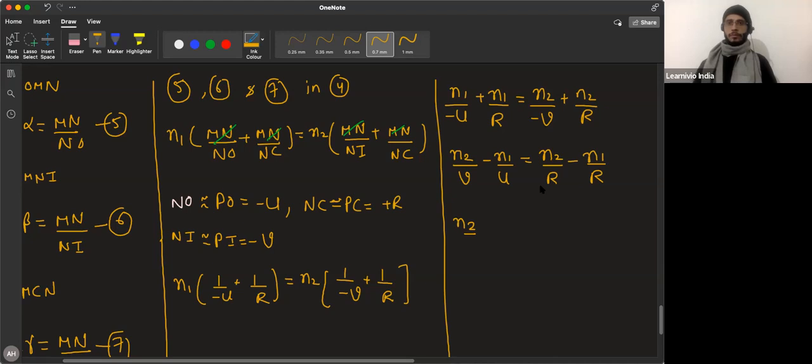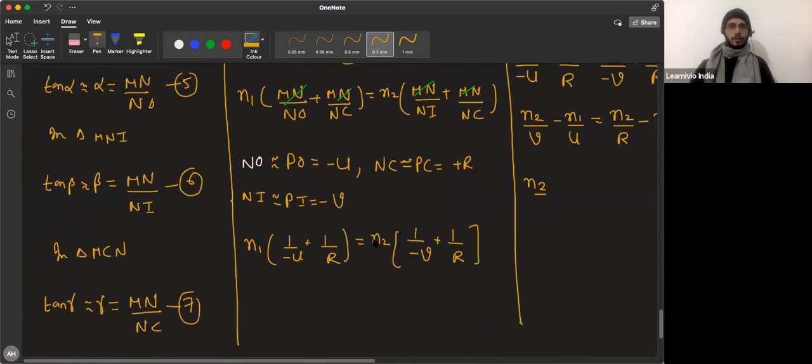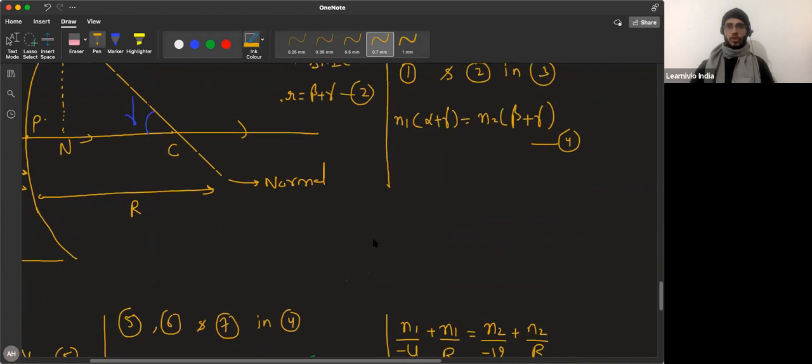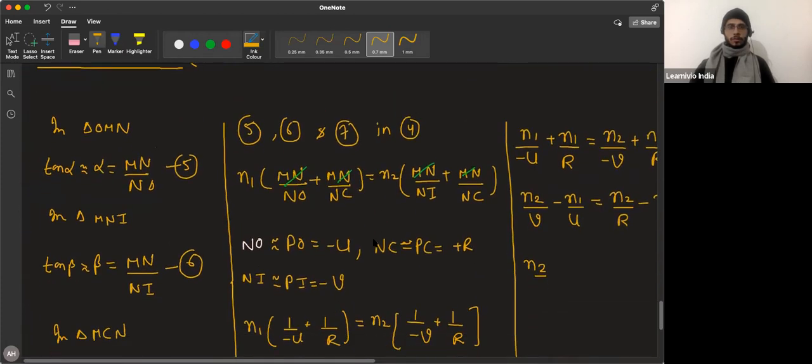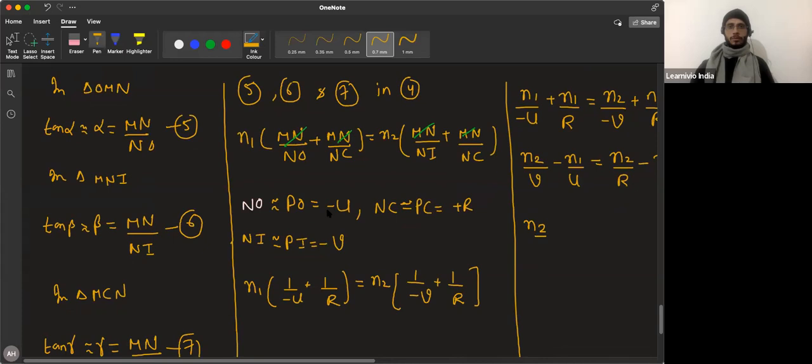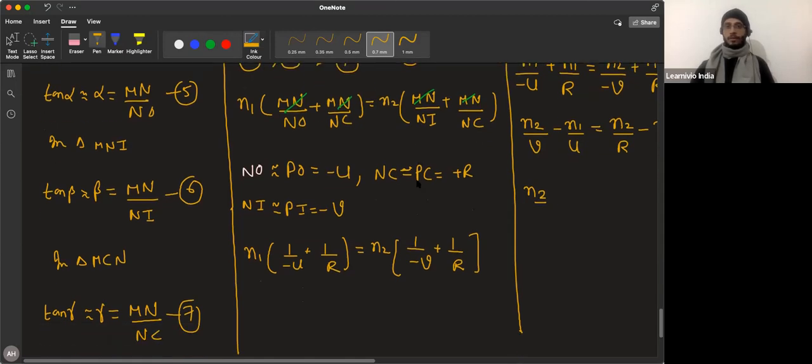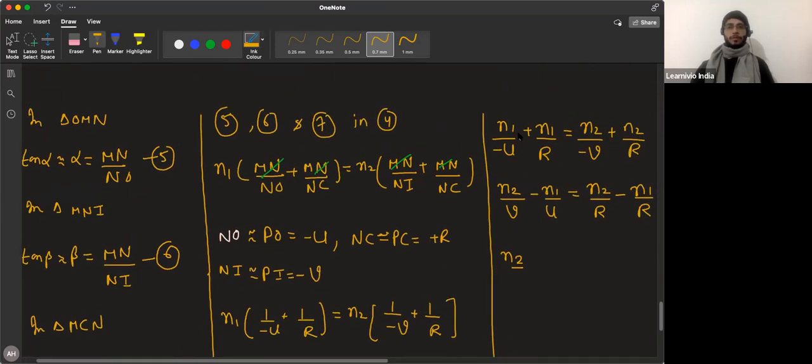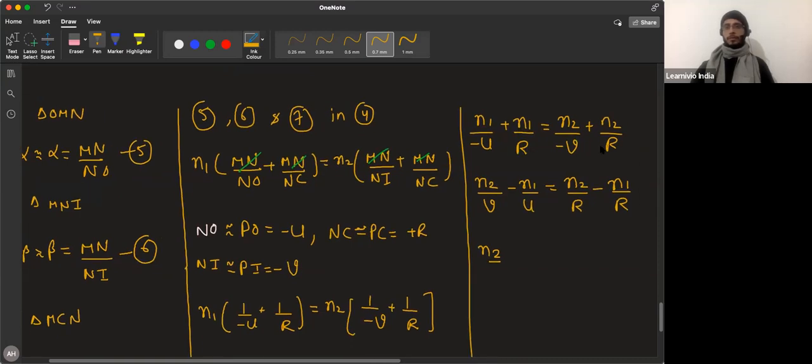Yes. It's correct, right? Yeah, it's correct, man. Just 1 second. Yes, it's correct. So, even a mistake of a single sign, I can just erase the whole calculation. Minus v plus r. n1 by minus u plus n1 by r is n2 by minus v plus n2. Take it to the left hand side.